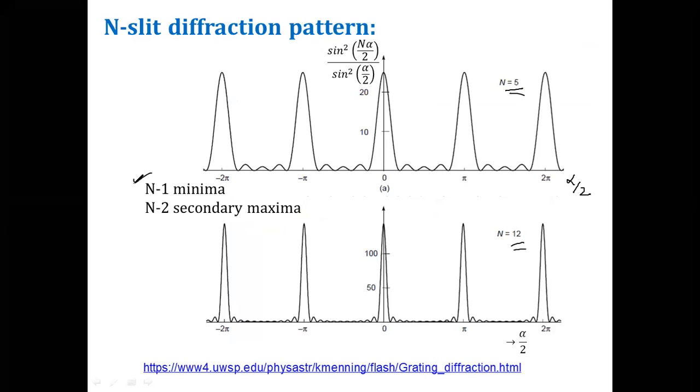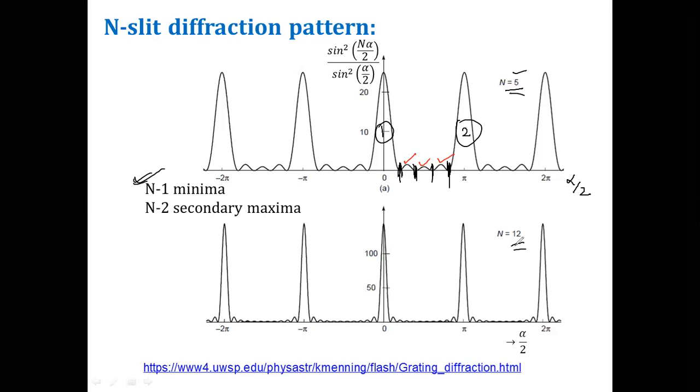As I said, there are going to be n minus 1 minima. If you have n minus 1 minima, then you will have n minus 2 secondary maxima. For 5 slits, you can see this is one principal maxima, this is the second principal maxima. In between these two you have 1 minima, 2 minima, 3 minima, 4 minima. So 5 minus 1, 4 minima. If you talk about secondary maxima, 1, 2 and 3. 5 minus 2 basically is equal to 3 secondary maxima.